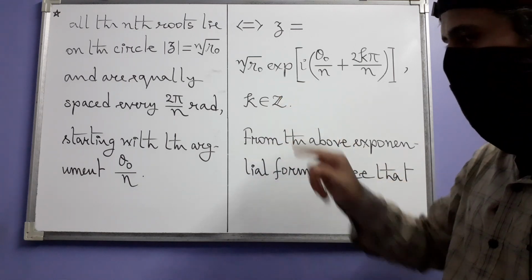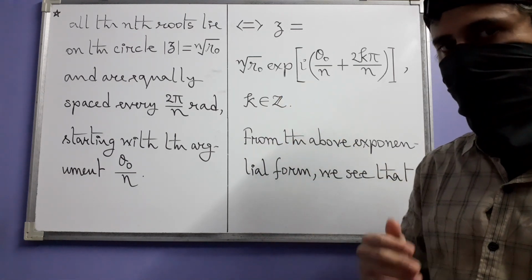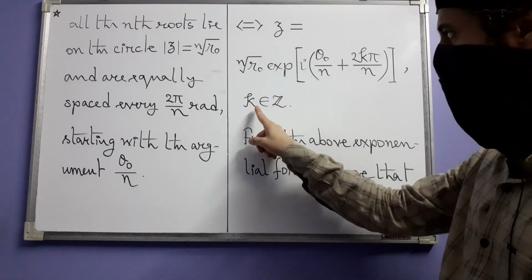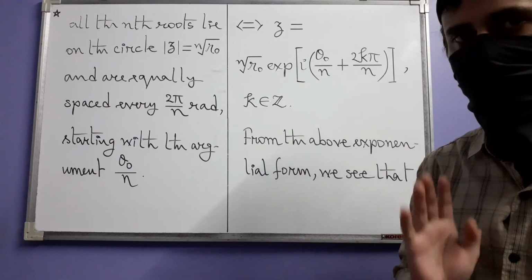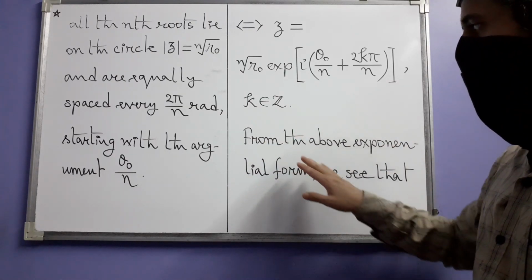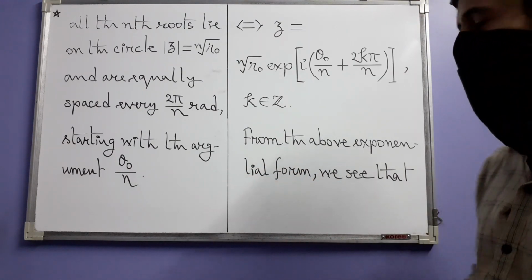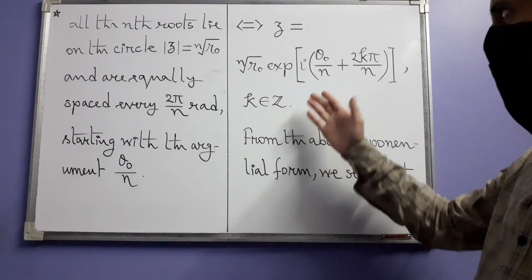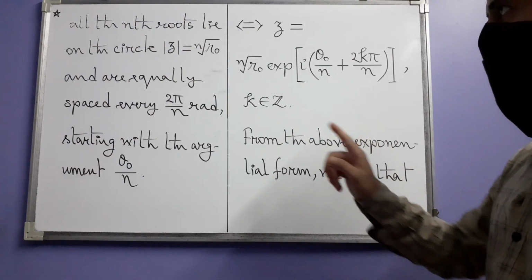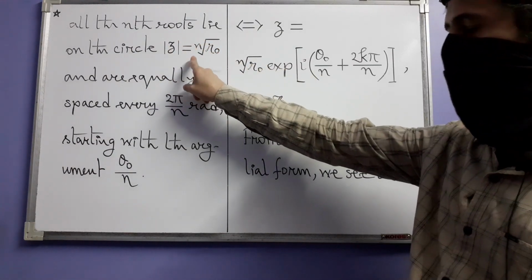The set of integers is infinite. Are we going to get infinitely many distinct roots as k varies over this set? No. To understand why, the best way is to look at the geometry, what's going on geometrically. From the above exponential form, we see that all the nth roots lie on this circle.